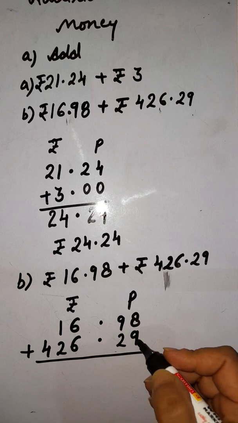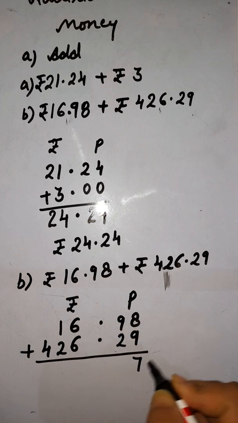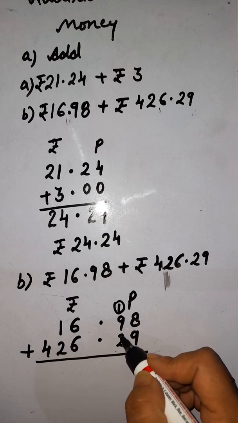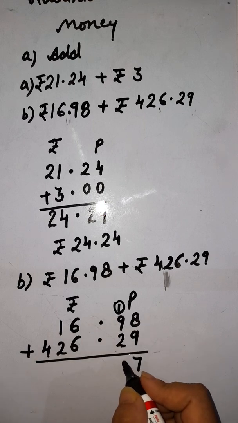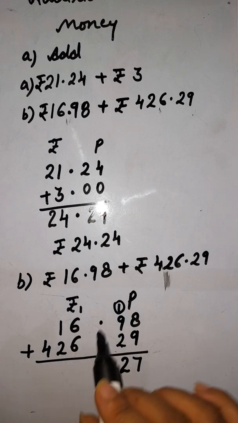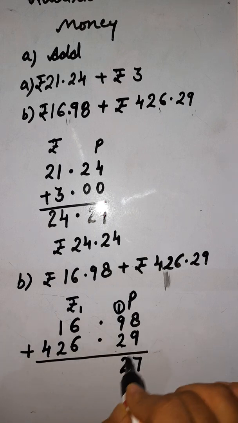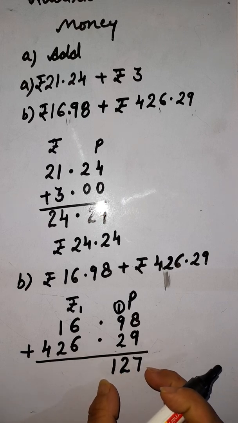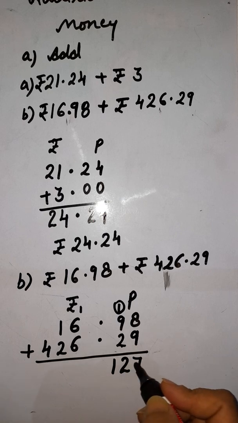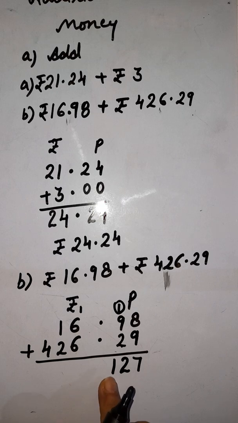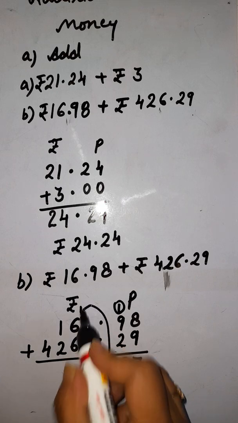Add both the numbers. 9 plus 8, 17. We'll write 7 and 1 carry over. So 9, 10, 11, 12. Now we'll write only 2 here. 1 carry over there, because 100 paise makes 1 rupee. So we will separate the decimal point, but we will not write 127 because 100 paise makes 1 rupee. So this one will go to here.